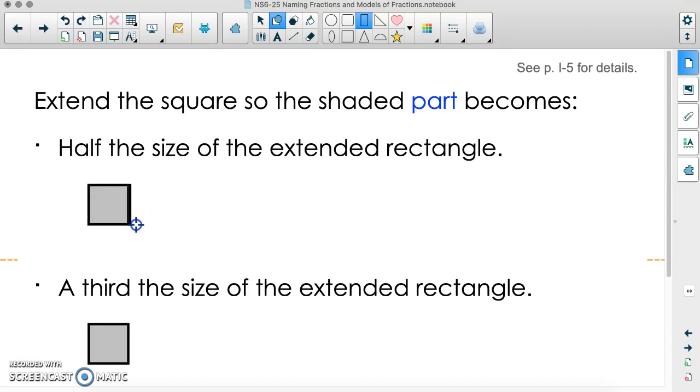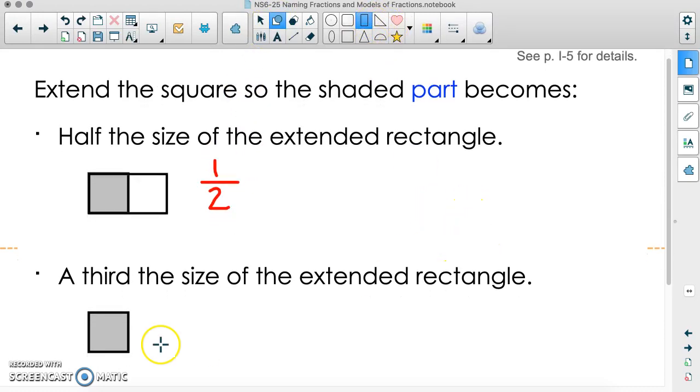So that's half the size. I need to basically double that. So that would be it doubled. Okay, so now the shaded area is half the size of the rectangle that I've extended. These parts are both equal. So now I can say the shaded area is 1/2.